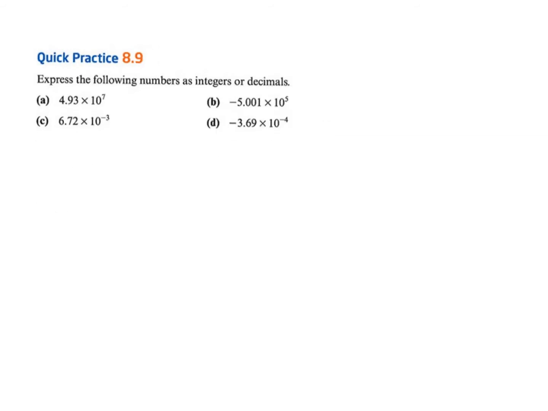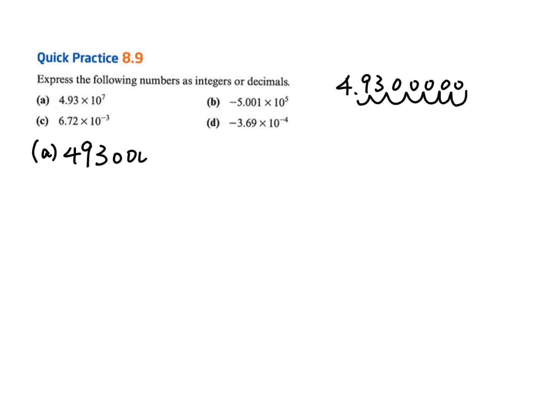So for quick practice exponent 9, you have to change the scientific notation back to the integer. For part A, 4.93 times 10 to the power 7. So here you have to move it. So maybe I will write here 4.93. So 1, 2, 3, 4, 5, 6, 7. So the answer would be 493,000,000. You have 5 0.